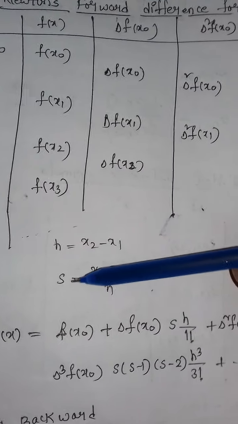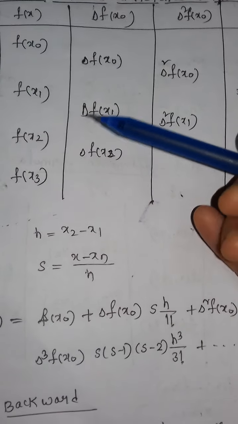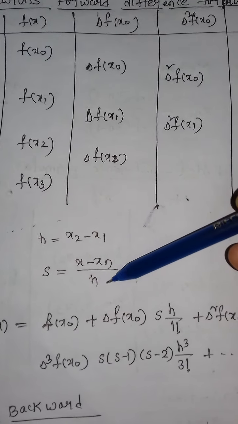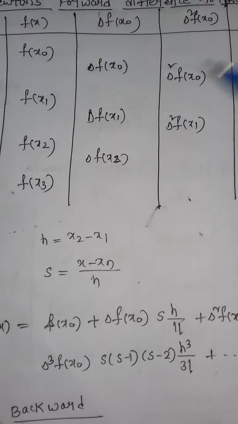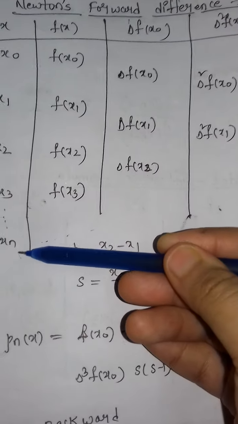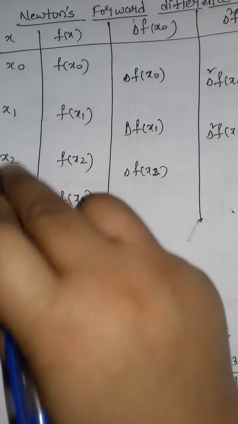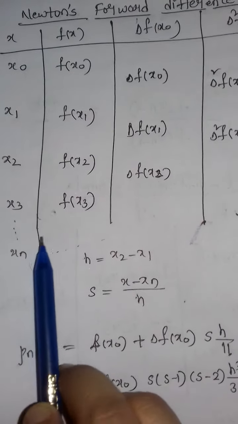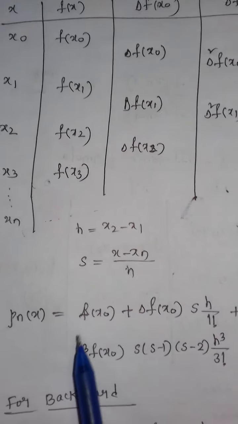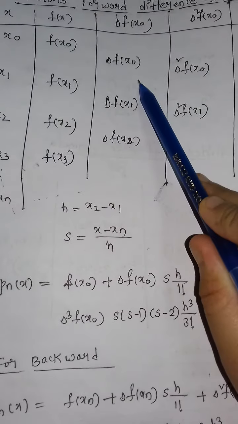For s, we are using this s in Newton's forward formula and Newton's backward formula. There are two. Okay, so s equals x minus xn by h. Why xn? For forward you will use x0, but for backward you will use the xn value. For forward you will use this value, whatever value is given, and for backward you will use xn, so s is x minus xn by h. Remember.